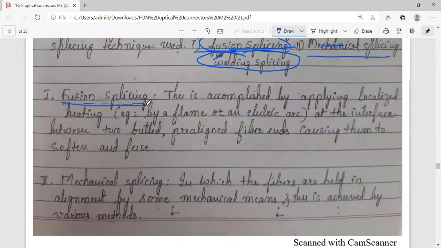Fusion splicing, let us discuss. First, let me give you the brief on what these are individually, and then we'll go one by one. Fusion splicing is accomplished by applying localized heating, for example by a flame or an electric arc.